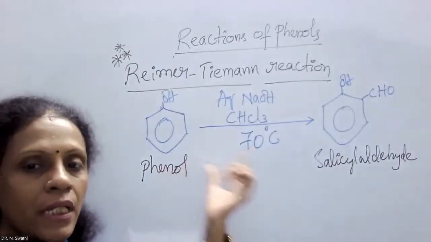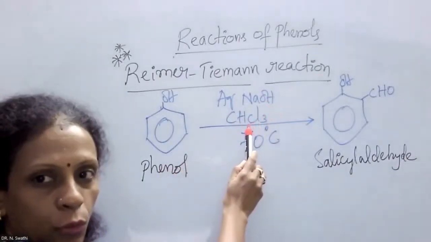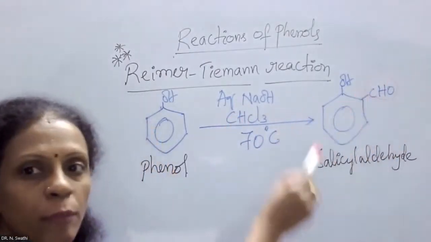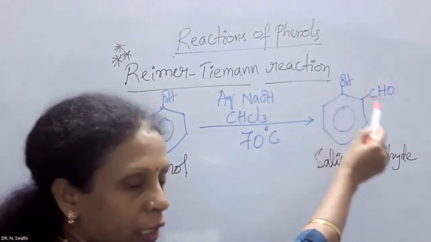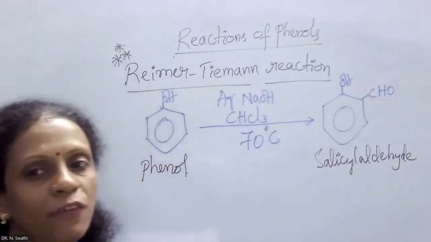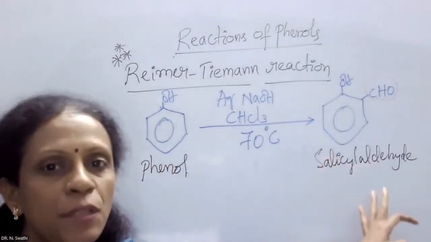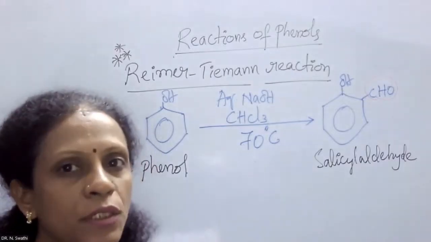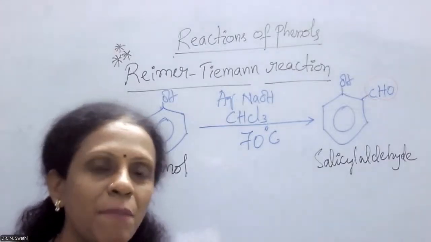Whenever phenol is heated along with aqueous sodium hydroxide and chloroform, an aldehyde group will be generated and this group will be attached ortho to the phenolic hydroxyl group, and that is how there will be formation of salicylaldehyde as the major product in this reaction. This reaction is known as the Reimer-Tiemann reaction of phenols. Now let us consider its mechanism.